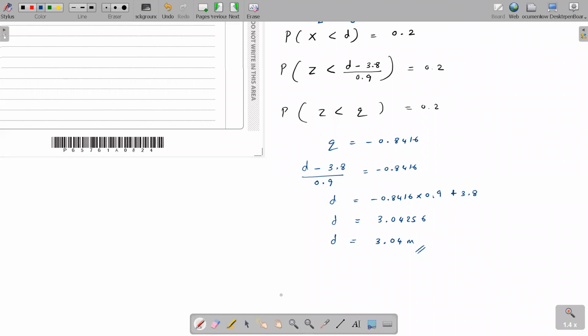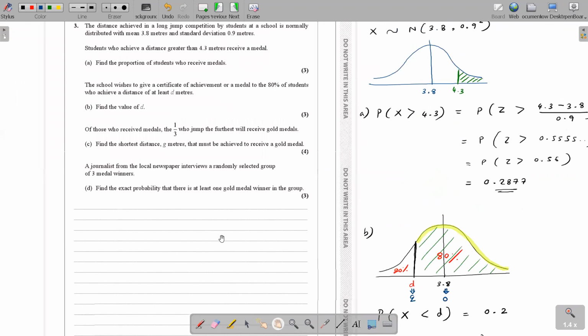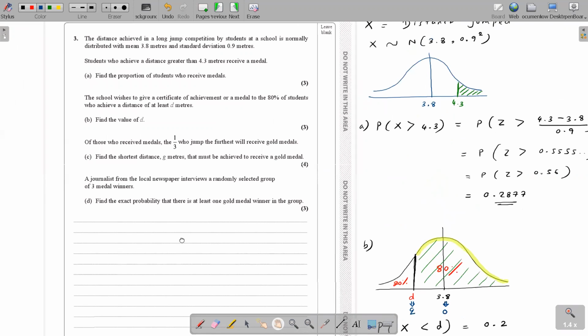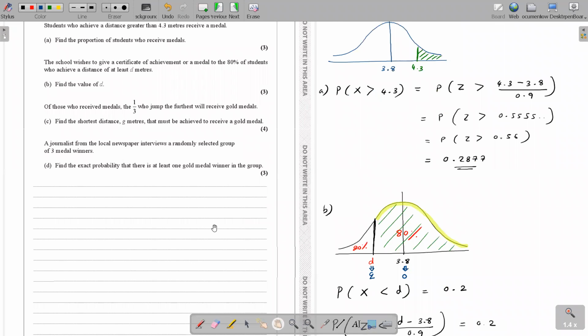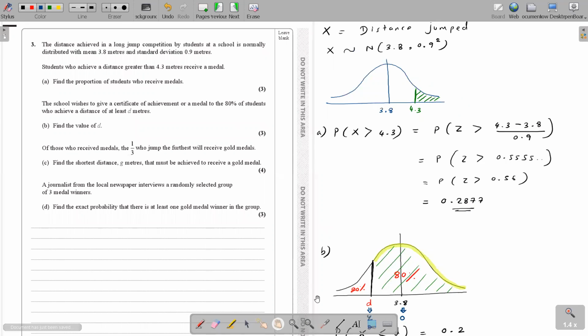Okay, children. Shall I go to the next part? You guys are clear with this, right? Then the next one, of those who received medals. Once again, be careful now. They are again talking about the people who received medals. Who are they? The people who jumped more than 4.3 meters, that is this 0.2877 or 28.77%. This percentage is the ones who received medals.